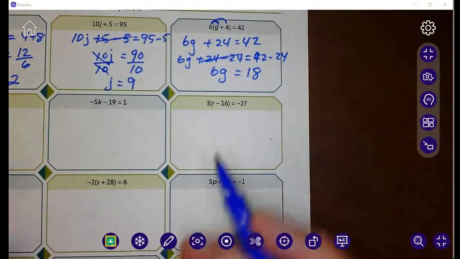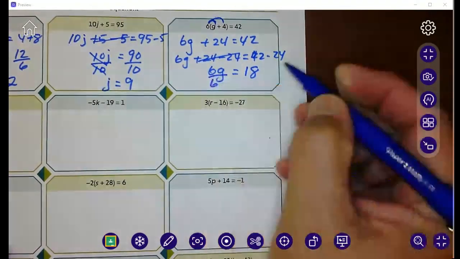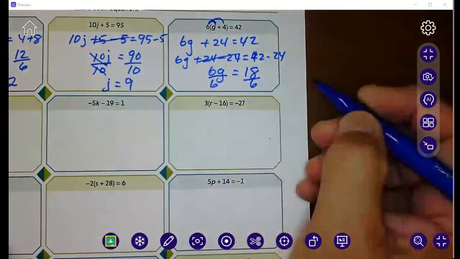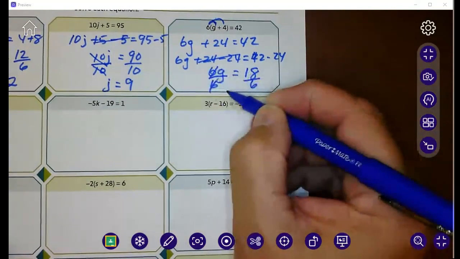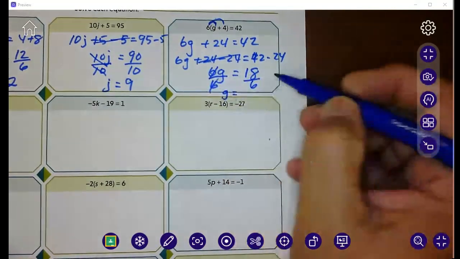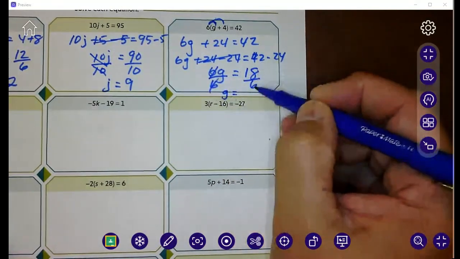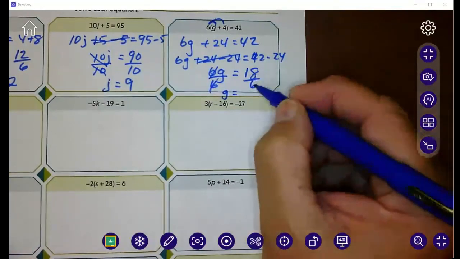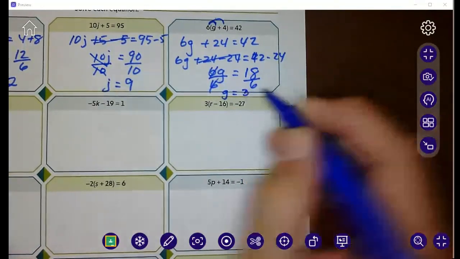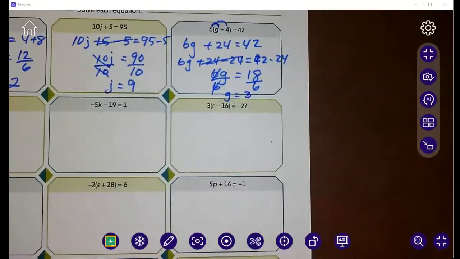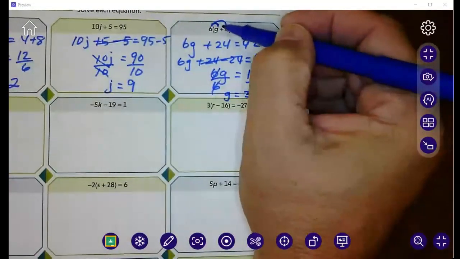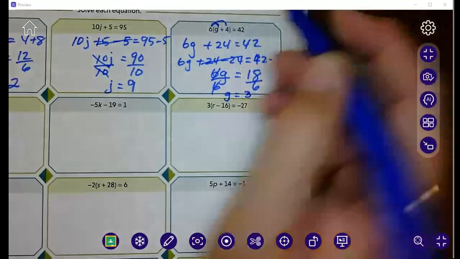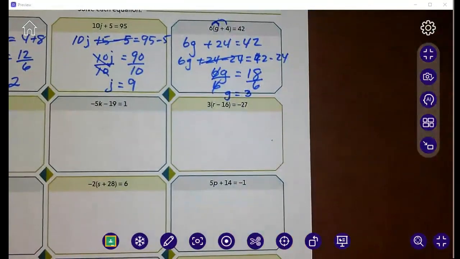Okay, good. We're going to divide by 6 on both sides. So on this side, the 6's divide out, and we're left with G. And on this side, 18 divided by 6 gives us 3. If we plug that back in, 3 plus 4 is 7, and 6 times 7 is 42. So that works.